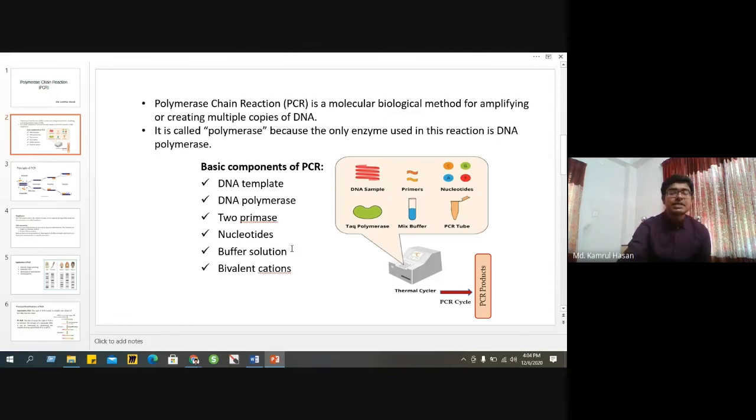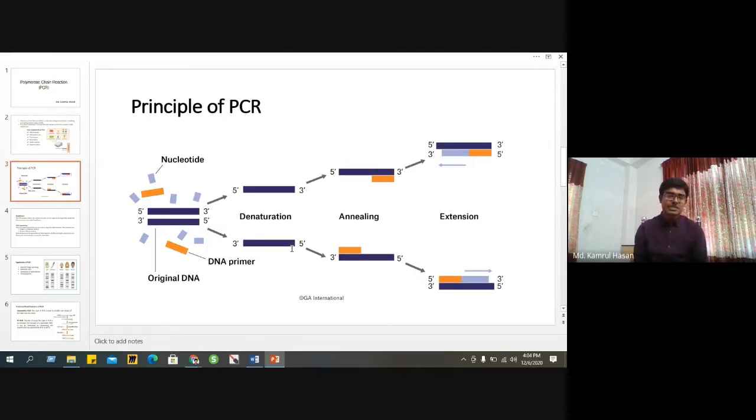PCR is a thermal cycle. The principle of PCR mainly involves three steps. Those are denaturation, annealing, and extension. Those three steps depend on different temperatures. In the denaturation step, the temperature is 90 to 95 degrees. At this temperature, double-strand DNA converts into single-strand DNA by breaking the hydrogen bonds.